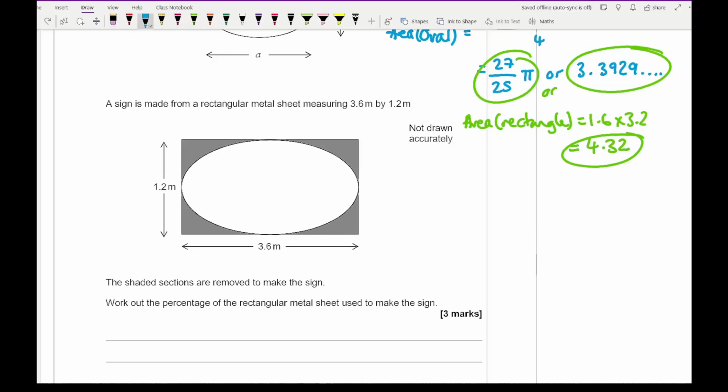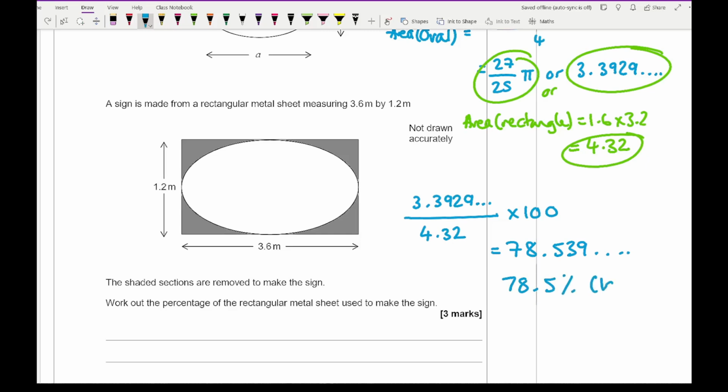So to work out the percentage, what I need to do is use 3.3929 and so on, depending on what you've rounded that up to, divided by the area of the rectangle, and we multiply that by 100. Now if I type that all into my calculator, 3.3929 divided by 4.32, multiply that by 100, and I get an answer of 78.539 and so on. So you can give any answer, so I'm going to write this to 1 decimal place of 78.5%, and that's to 1 decimal place.